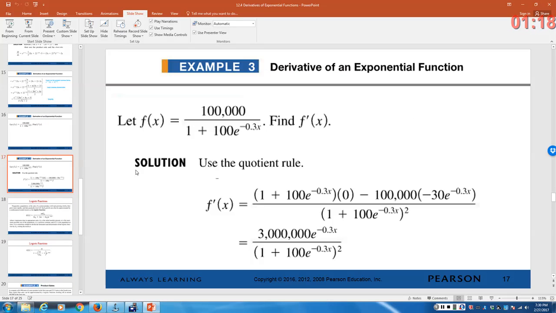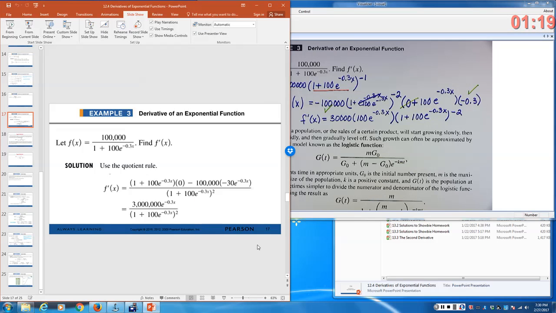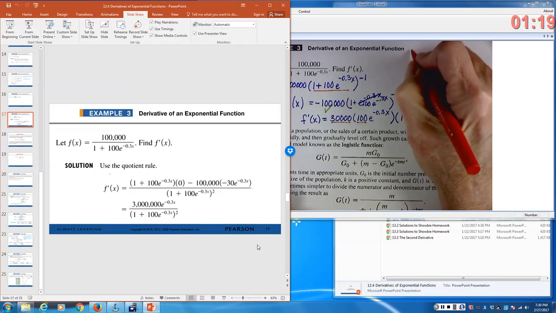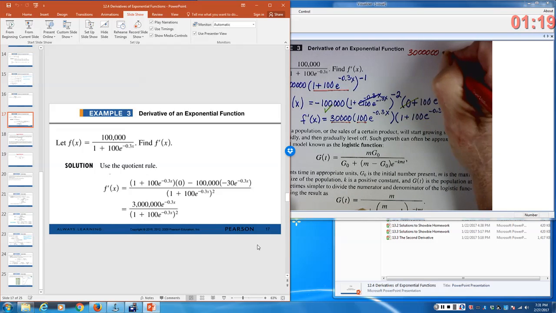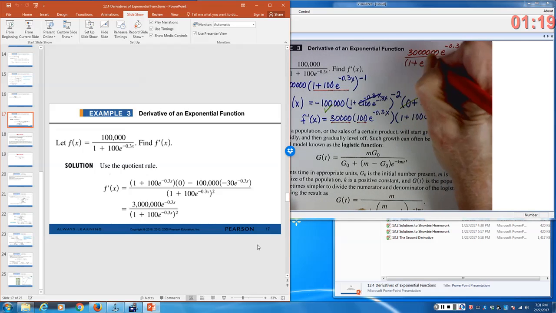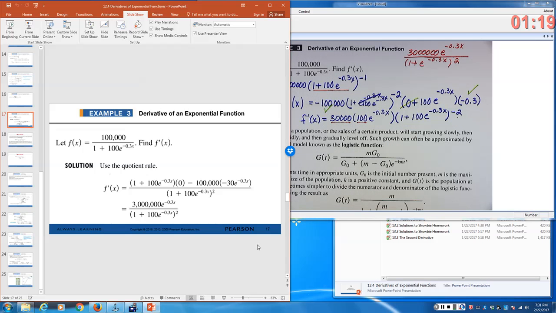You look at that quotient rule answer and you say, my word, that doesn't look a bit like what we got. But it really does. Let's see if I can get these side by side for a second. These really do look exactly the same because if you take this 30,000 times this 100, e to the negative 0.3x, drop this down the denominator, and make the power positive, that's exactly what they got.